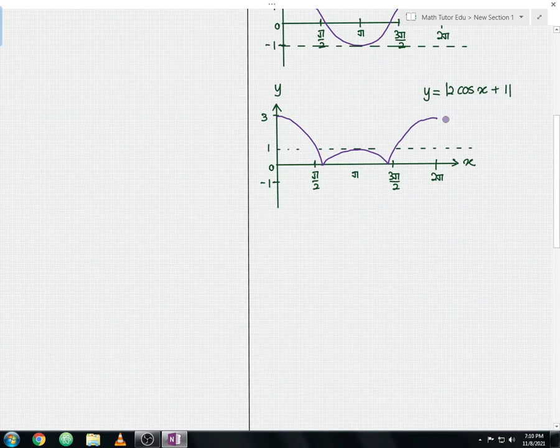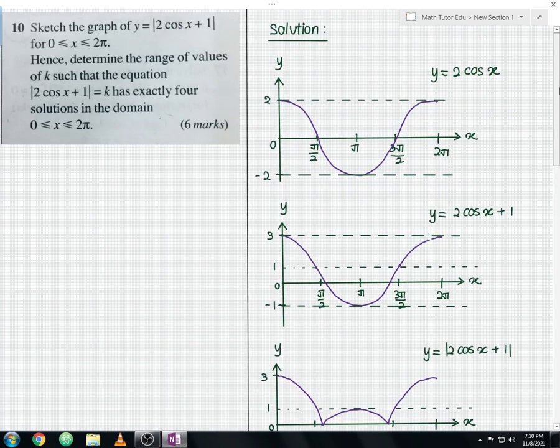So this is how your graph should look when y equals modulus 2 cos x plus 1. From here we have already done step number 1, which is to sketch the graph of y equals modulus 2 cos x plus 1. For the next step, we're going to determine the range of values of k such that the equation modulus 2 cos x plus 1 equals k has exactly 4 solutions in the domain 0 less than or equal to x less than or equal to 2 pi.